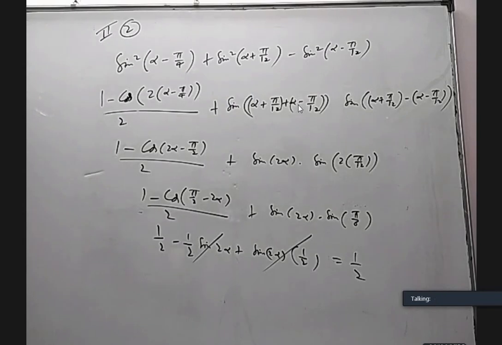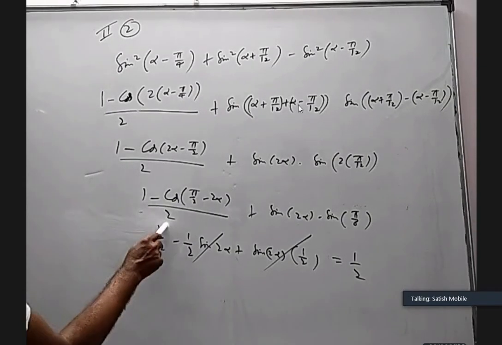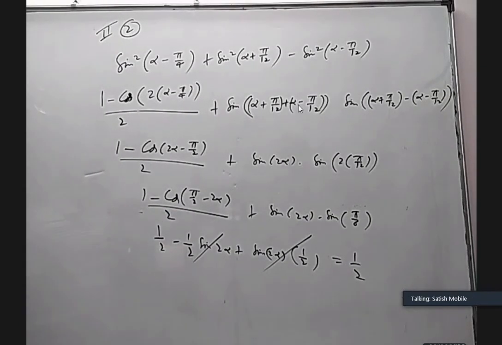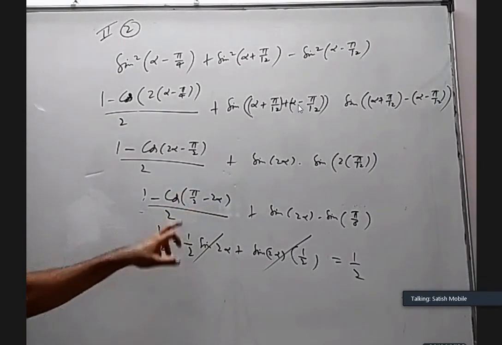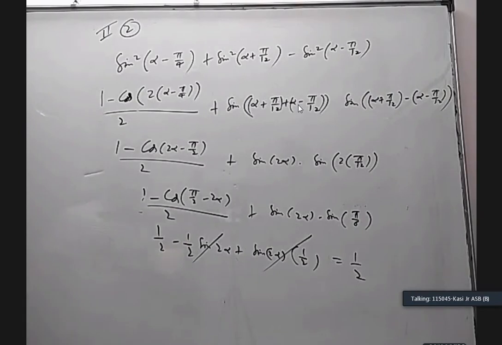Sir, how did you simplify 1 minus cos of pi by 2 minus 2 alpha by 2, into that one, 1 by 2 minus sin 2 alpha? Take this by this separately, this by this separately. This by this is 1 by 2. This by this is sin 2 alpha. So we'll get that option. Okay, sir. Now I got it.